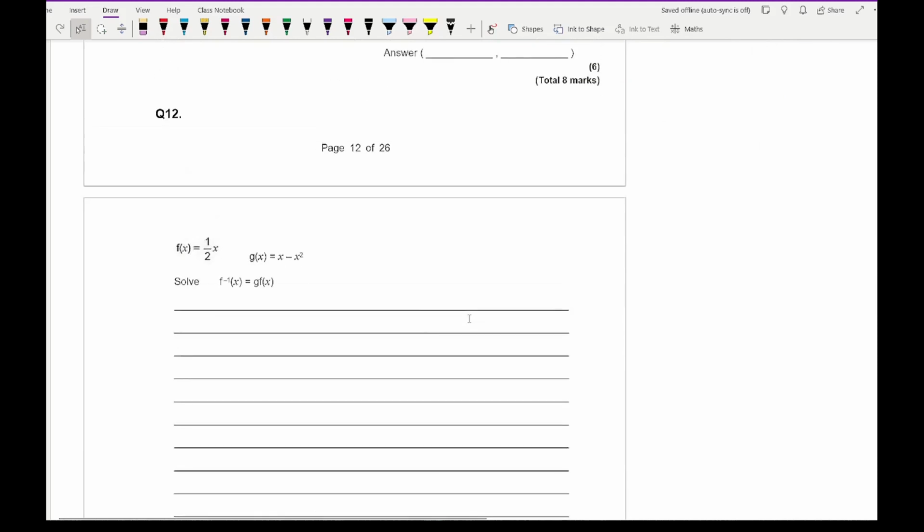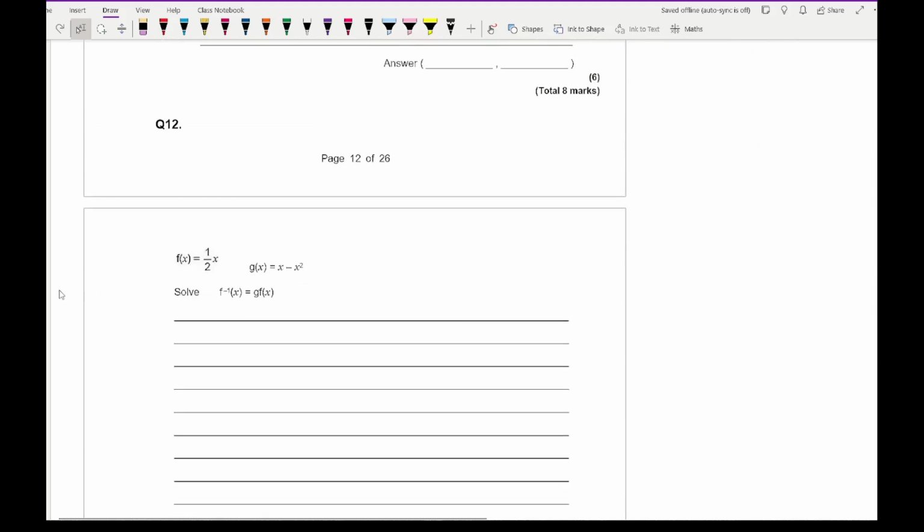Then moving on to question 12, it says that f of x equals a half x, g of x equals x minus x squared. And the question's asking us to solve the inverse function of f equals gf of x. So the first thing I need to do is work out the inverse function of f. So again, how do I do that? Well, I first of all make it equal to y, and I write x over 2. Then I make x the subject, so I've got 2y equals x, and then I just do a bit of substitution. So here I end up with f minus 1 of x equals 2x. So there's one part of the components.